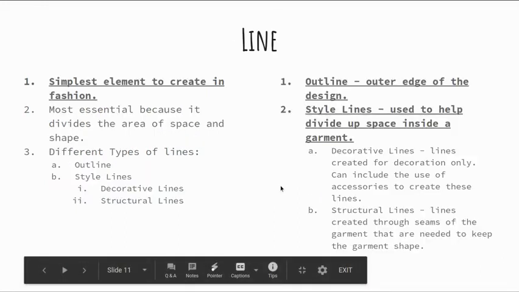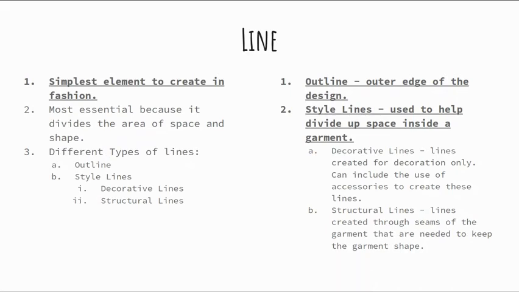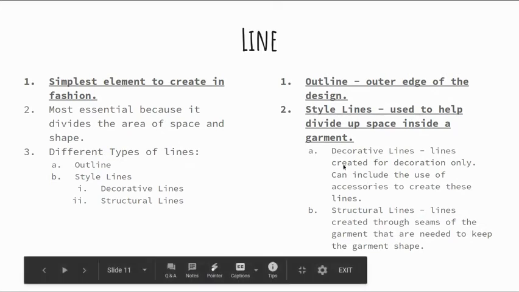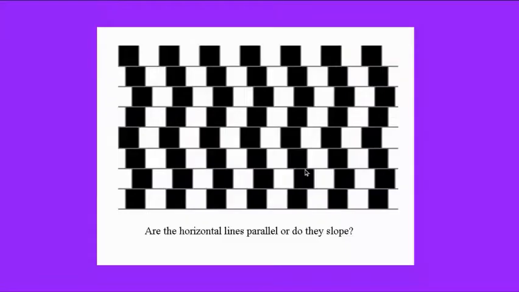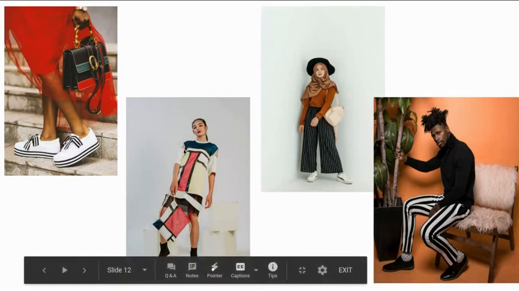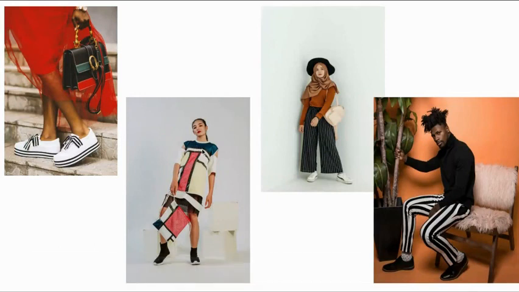Your style lines are used to divide up the space inside of a garment. Within style lines, we have two types that we're going to look at. We have decorative lines and structural lines. Your decorative lines are lines created for decoration only. That's essentially going to look like, let me pop down to some examples. These right here, these are all decorative lines. If I were to take out all these different colored stripes, her shirt is still going to exist.